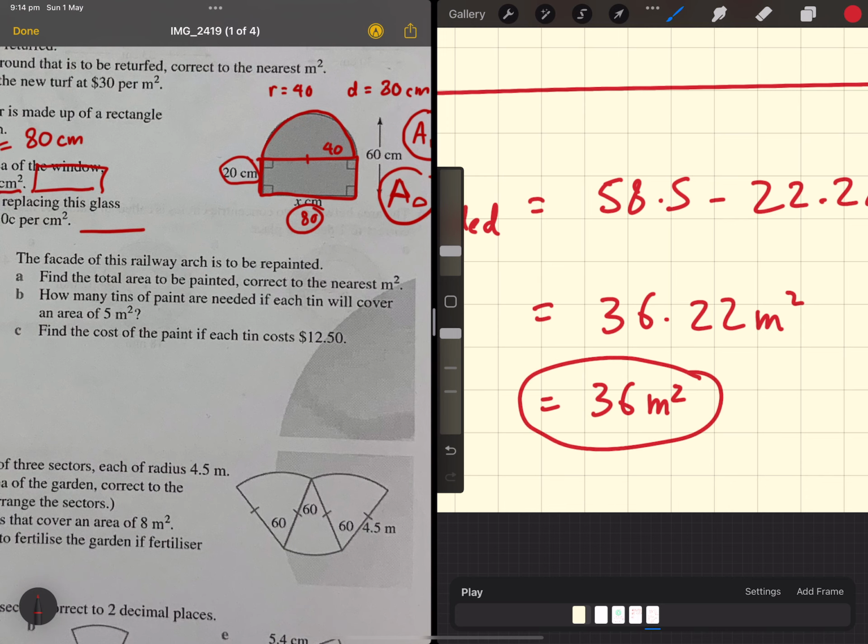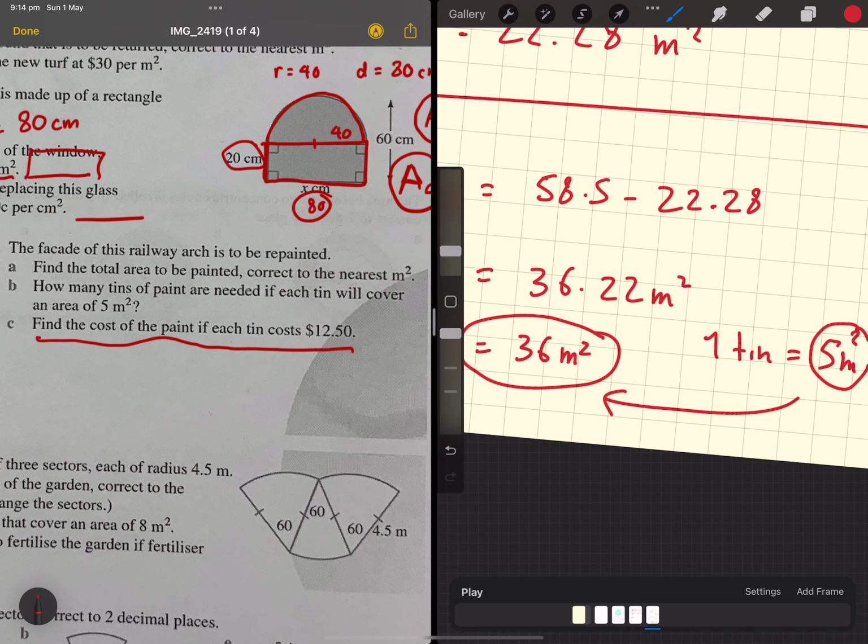And then you can find the cost. So once you find out how many tins, question C says find the cost of the paint if each tin costs $12.50. So however many tins you need, you just multiply by $12.50 to get the total cost. Question 11.